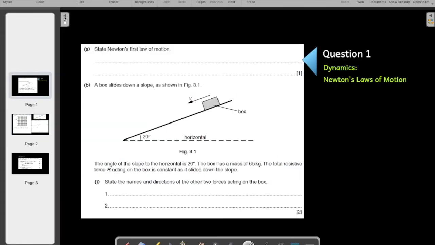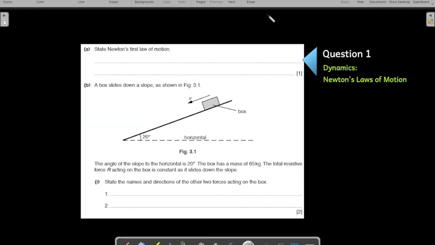Alright, so this was your question. Let us come to the first screen, and I believe that you have solved the question. You are coming back to the video, you are playing the video again to look at the working. So let us start by understanding the question first. State Newton's first law of motion.